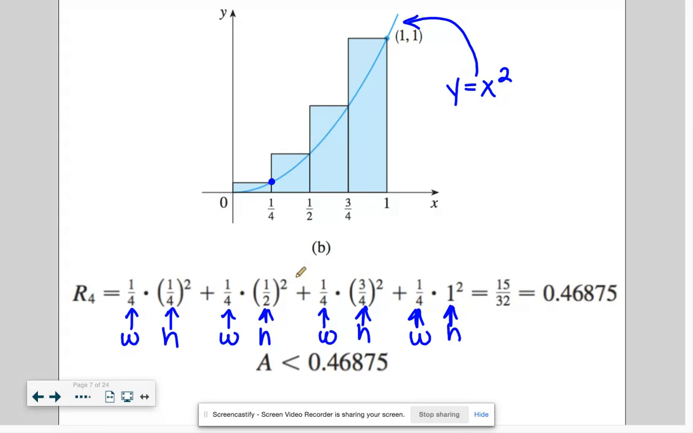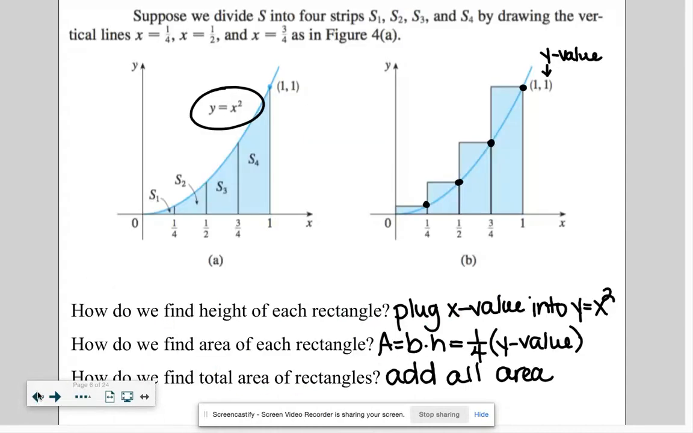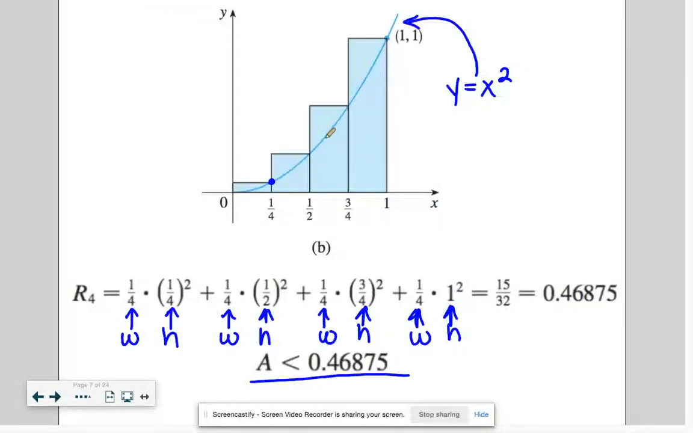So then adding all of these values together gives you your total area approximation. So it's 0.46875. Now the statement down here says that the area is less than 0.46875 because remember, this is an estimation to try to find the area of this shaded space, and the rectangles, the way they're drawn, go over top of that. So I know that this answer is larger than the area that we are actually trying to find.